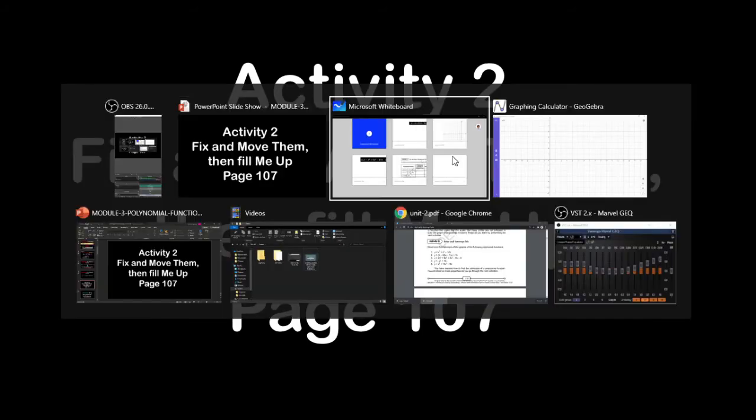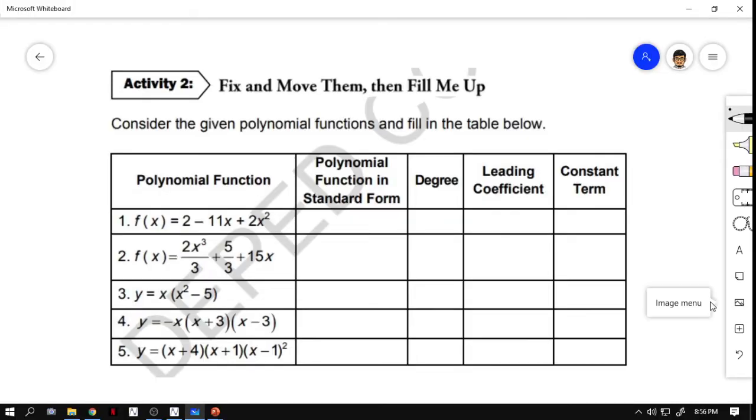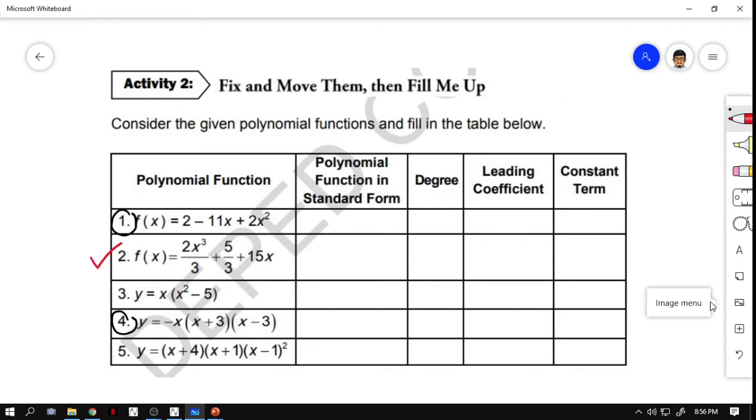Let's see the sample. Here is activity number 2. I'll be doing number 1 and number 4. And then you will do the rest. You will do items 2, 3, and 5. Okay? So, let's first read the activity. We have activity 2, title, fix and move them, and then fill me up. Consider the given polynomial functions and fill in the table below.